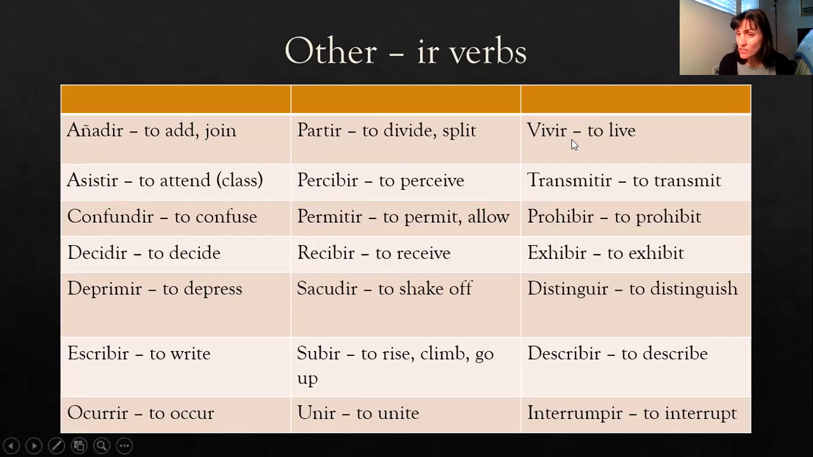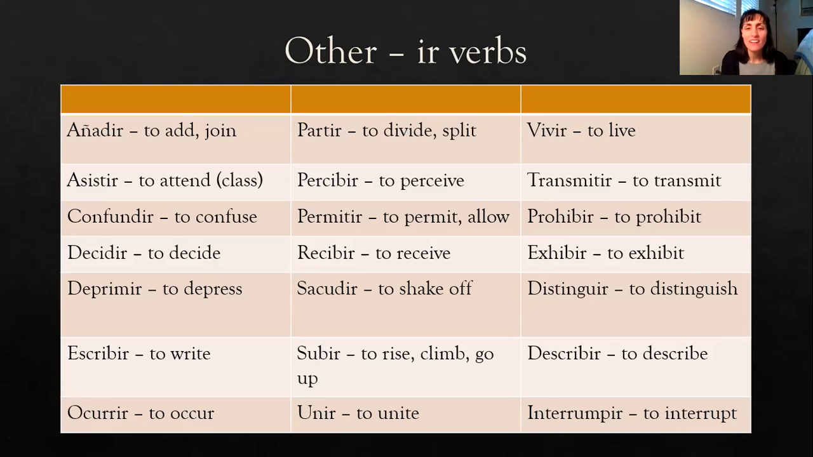And if we want to do the ellos form over here, the ellos form would be take off the IR and add EN. Ellos, vivir would be viven. Ellos transmiten. Ellos prohíben. Ellos exhiben. Ellos distinguen. Ellos describen. Ellos interrumpen.